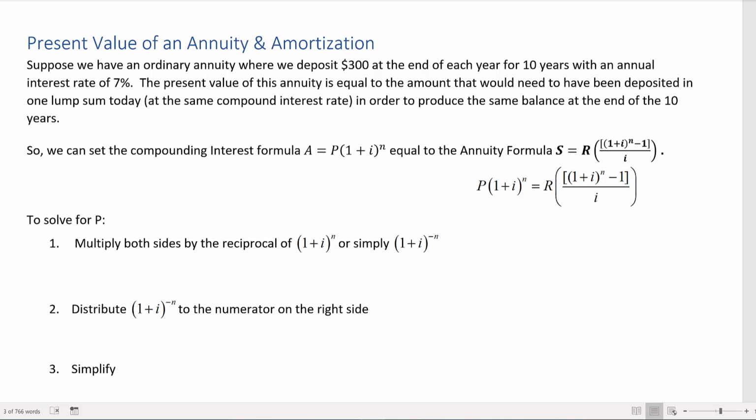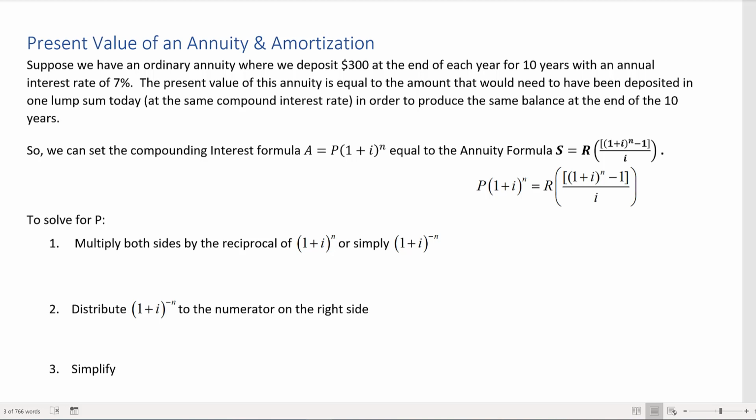Today's lesson is on present value of an annuity and amortization. So let's suppose we have an ordinary annuity where we deposit $300 at the end of each year for 10 years with an annual interest rate at 7%. The present value of this annuity is equal to the amount that we would need to have deposited in one lump sum today at the same compound interest rate in order to produce the same balance at the end of the 10 years. So that's what present value means.